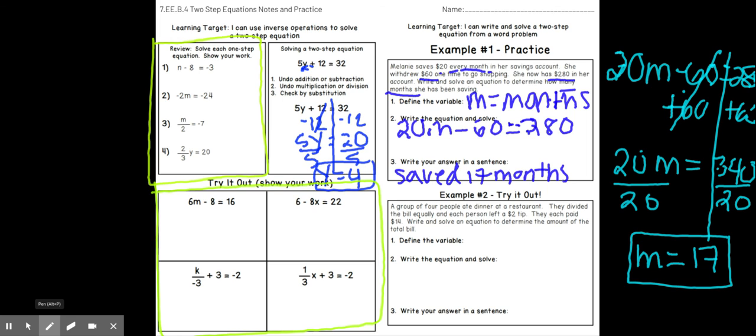So what I want you to do, just like these other two, I want you to try this example on your own. So I want you to make sure you define the variable, make sure you write the equation and solve it, and then you write your answer in a sentence. And then the PlayPosit will once again ask you to enter your answer into the box. And I'll go through and I'll kind of check over those to make sure that you're on the right track. Okay, go ahead, figure out this try it out problem, and then after that, you're good to go, and you have some problems on the back to practice, and you can check those answers in the hallway when you're finished.